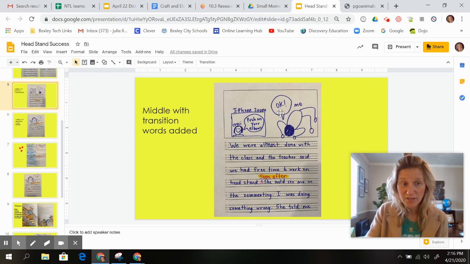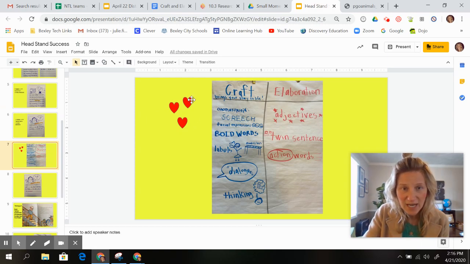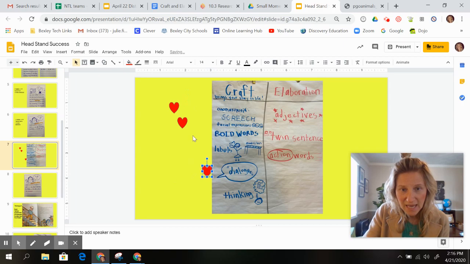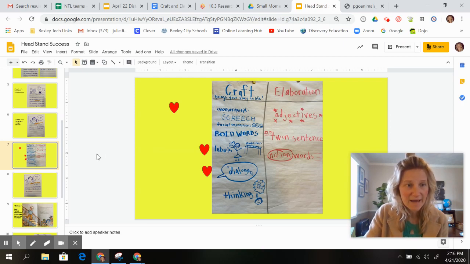I also notice that I have some speech bubbles. That's telling the reader exactly what I said and exactly what my teacher said. So I'm going to go to my craft page and I have dialogue. So I'm going to put a heart by dialogue and I'm going to put a heart by labels because those are 2 things that I already have just by looking at the picture.